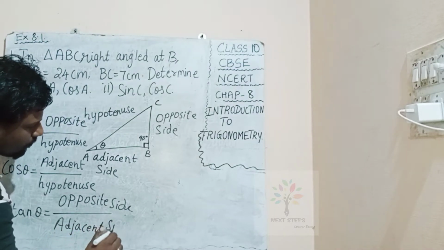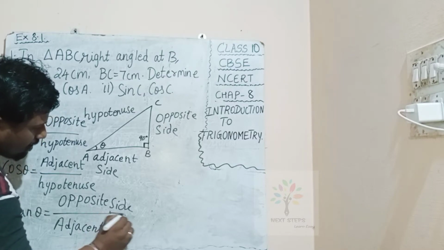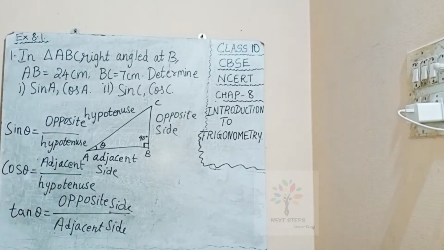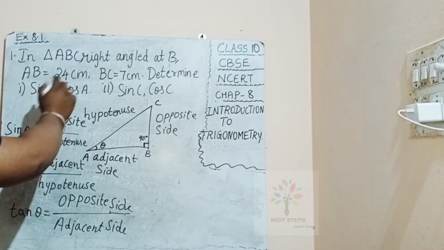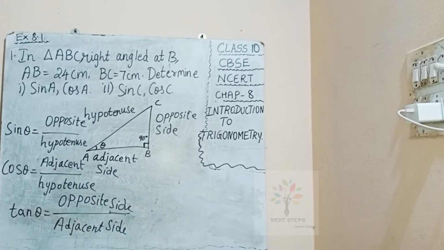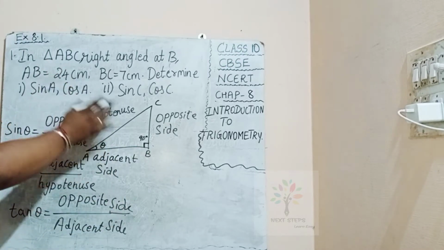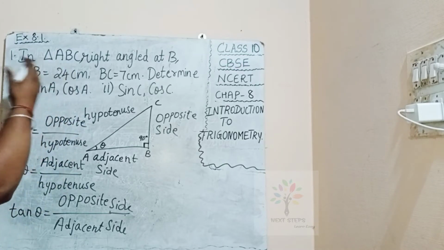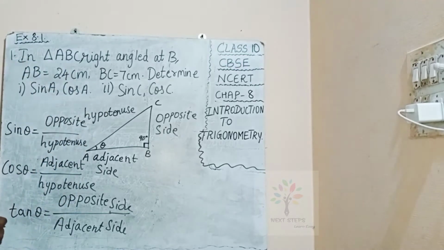When you are solving the problem, first we have to construct a triangle, then based on the values we just fix the values, and after that we apply the formula and find the terms we are supposed to find. Clear? Now we will go to the problem straight away.